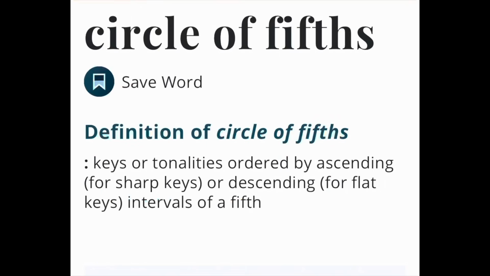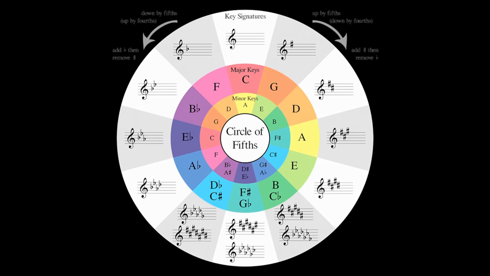So, what is the circle of fifths? According to Merriam-Webster, the definition of circle of fifths: keys or tonalities ordered by ascending intervals of a fifth for sharp keys or descending for flat keys. So basically, ang circle of fifths, it's a visual musical tool that would help us understand yung relationship between the 12 tones of the chromatic scale. Pag pinag-usapan natin yung chromatic scale, it is the very foundation in which Western music is built.